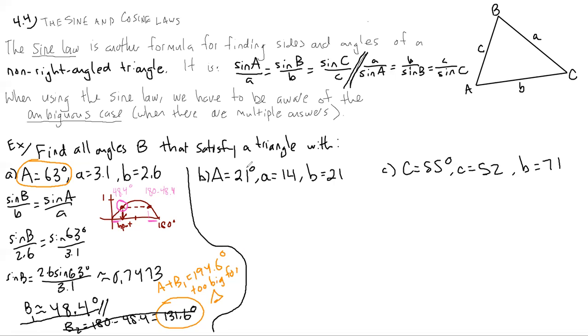All right, so that's kind of the idea. Basically what you do is you use the sine ratio as normal to get your first angle, and then see what happens if you do a 180 minus to get a potential second angle. All right, the next one is going to be B's and A's again. So I'll set it up. Sine B over 21 equals sine A over little a. So sine B is going to be 21 sine 21 over 14.